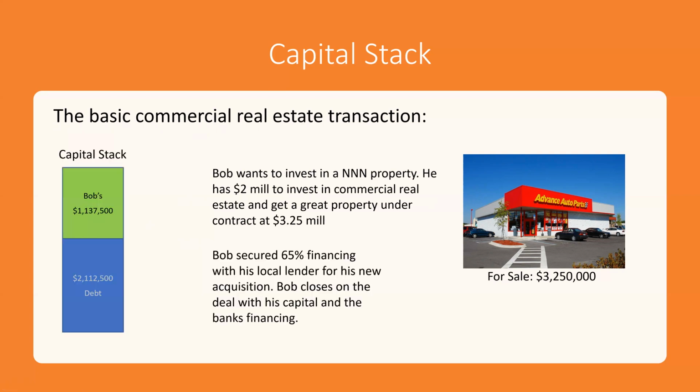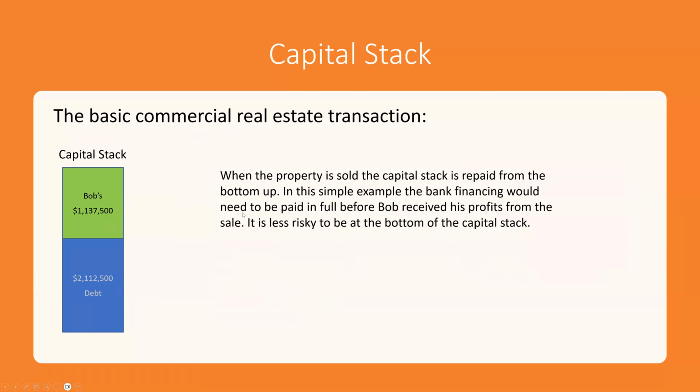But either way, Bob secures financing, 65% with his local lender for the new acquisition. Bob closes on the deal with his capital and the bank's financing. It's a pretty simple scenario. Capital stack is Bob up top with his equity, debt on the bottom from the bank. So when the property is sold, the capital stack is repaid from the bottom up. Just like you would think, the debt gets repaid. Bob would pocket the rest.